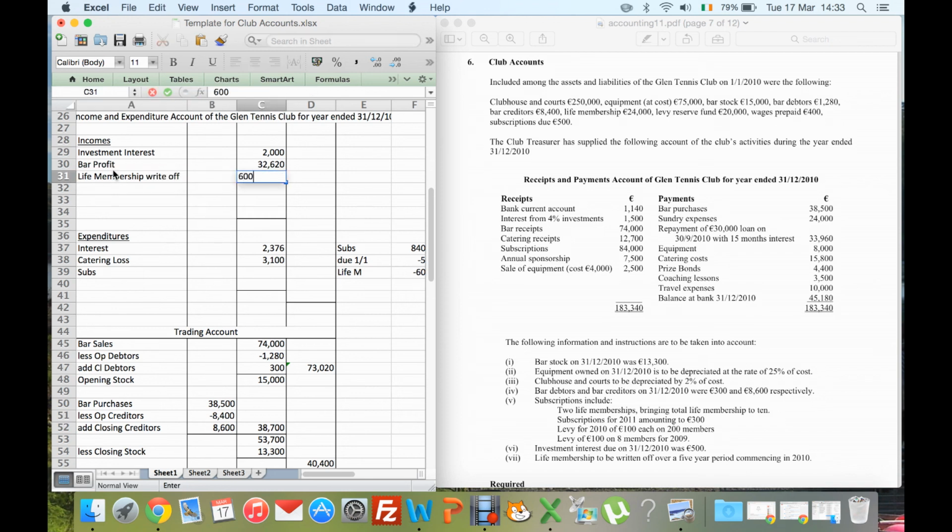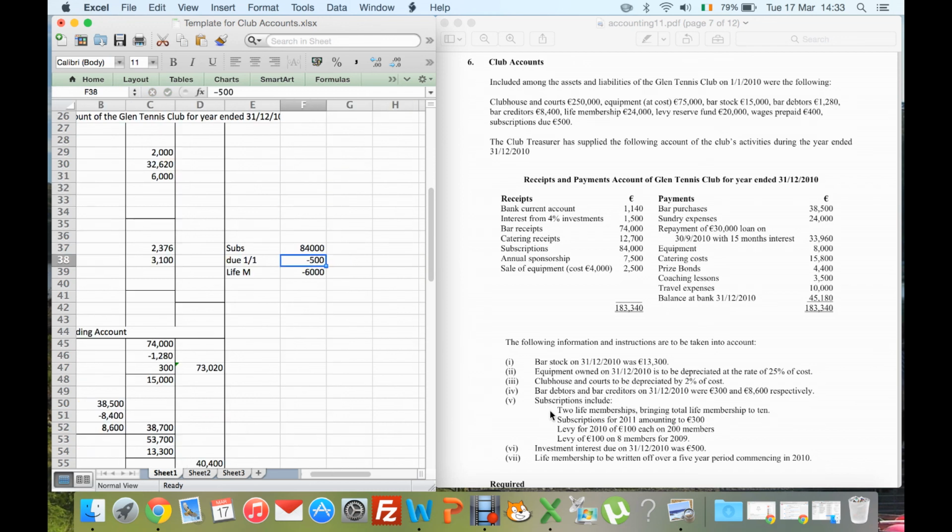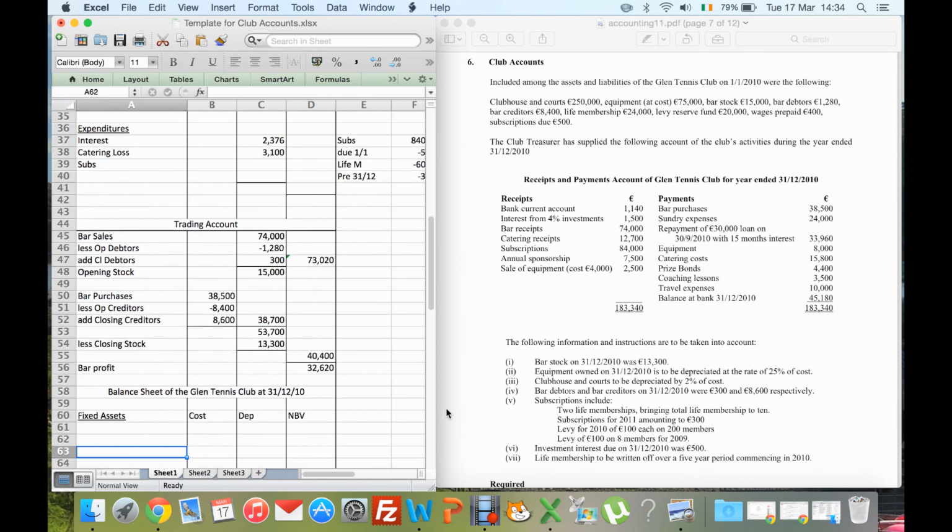And that's 6 grand. Now, back to my subs. Subs for 2011 went to €300, so that's a prepaid for next year, not relevant to this year. So that's prepaid at the end of the year, so that's taken out, and I'm just going to put that in while I deal with it as a current asset.